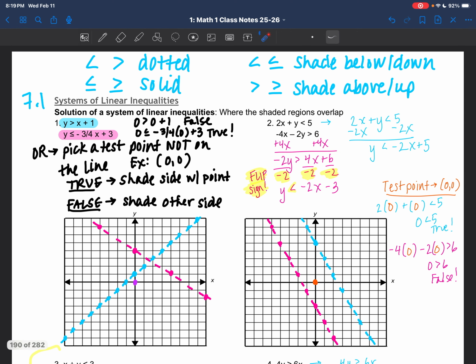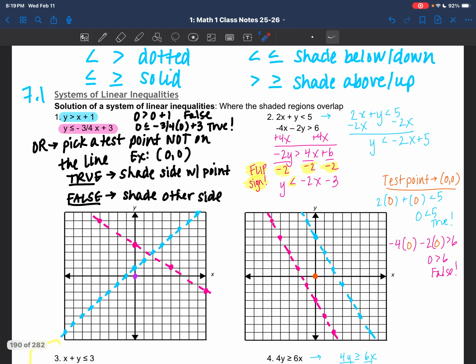for this one, I plugged in 0 here. So I got 0 is greater than 0 plus 1. Well, that's false. So what I'm going to do then is shade the other way because it does not contain this point. So I'm going to go right here and I'm shading all of that.